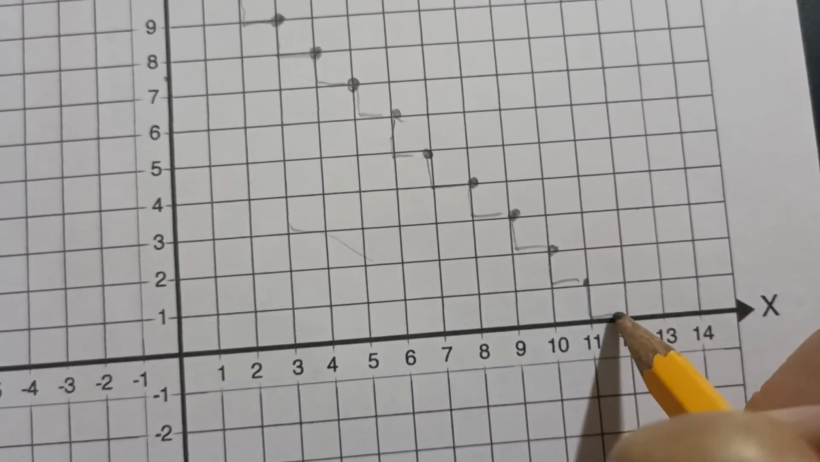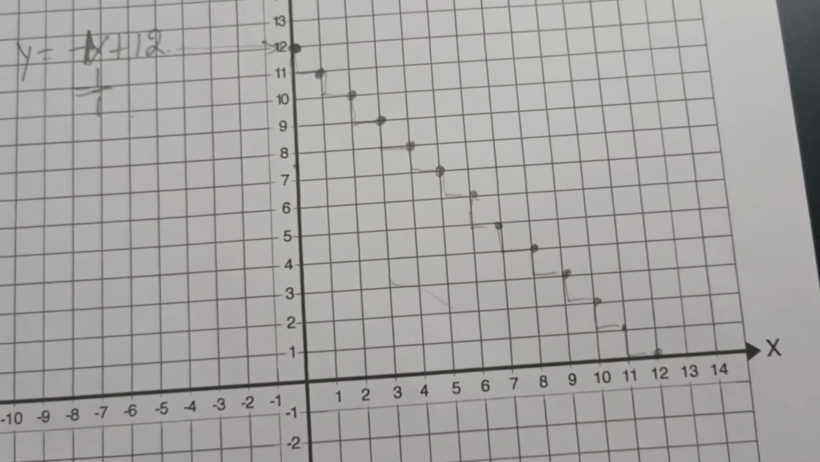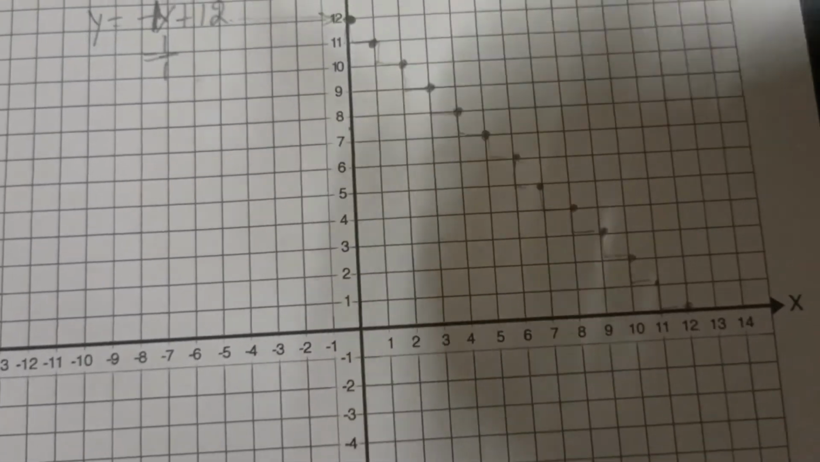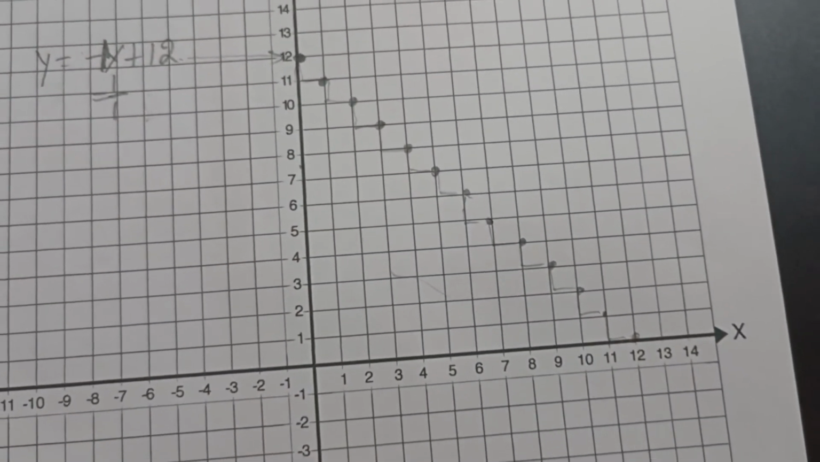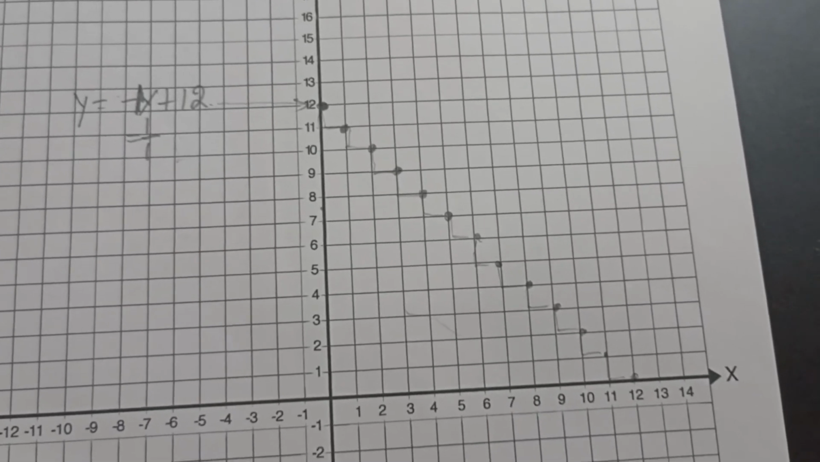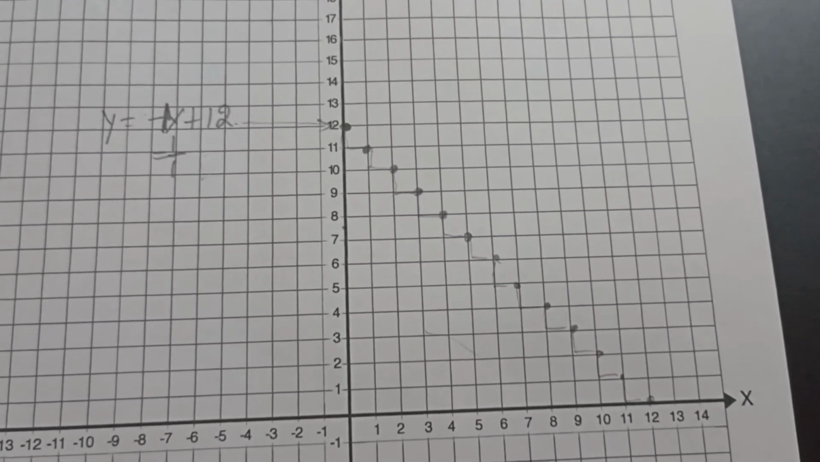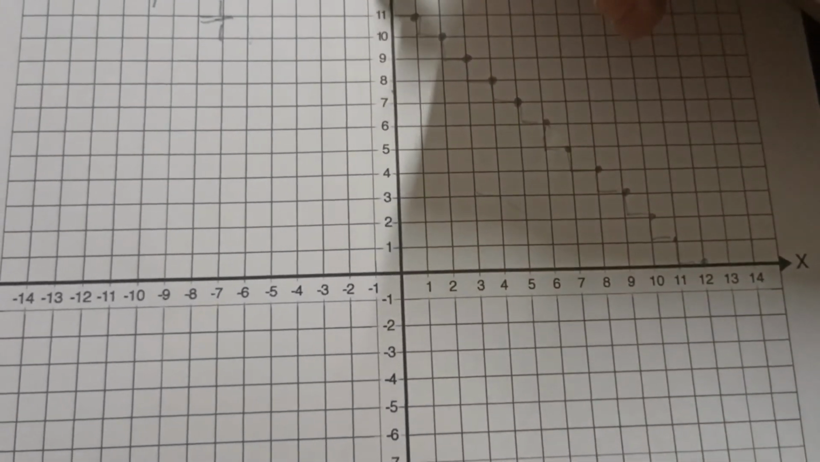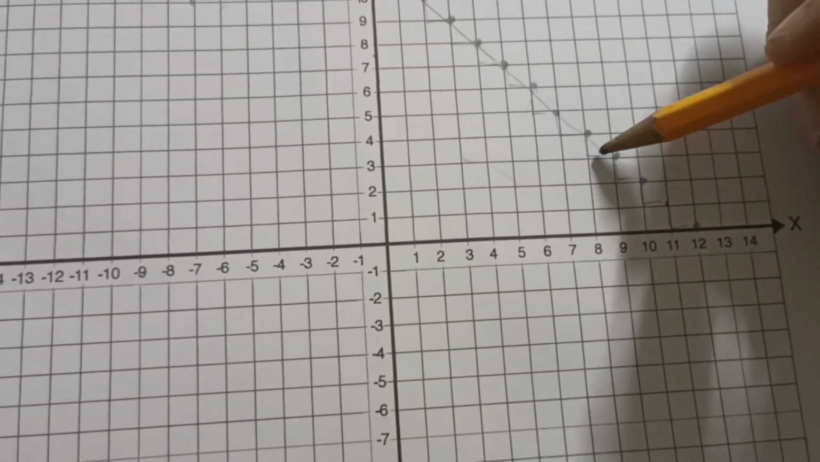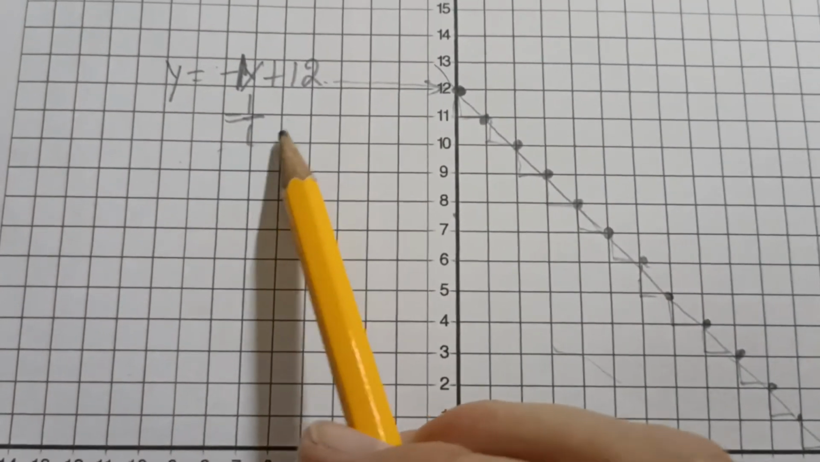Okay, like this. Now I'm holding my phone with one hand, which means that I cannot draw a very nice line. I will try to draw it somehow. Okay, let us do it like this. So this is our line, something like this. So this is our line for that equation, okay?